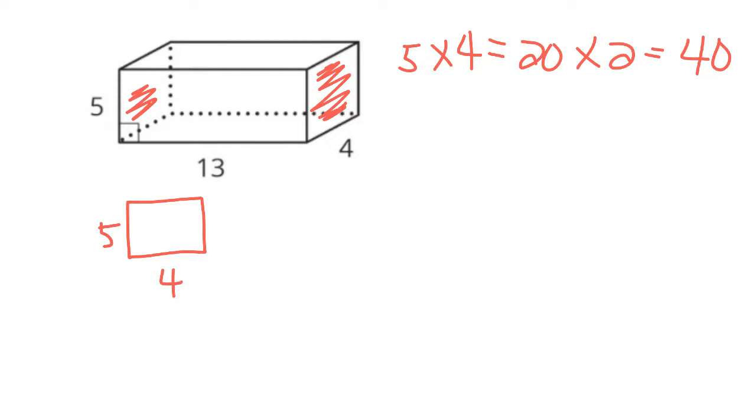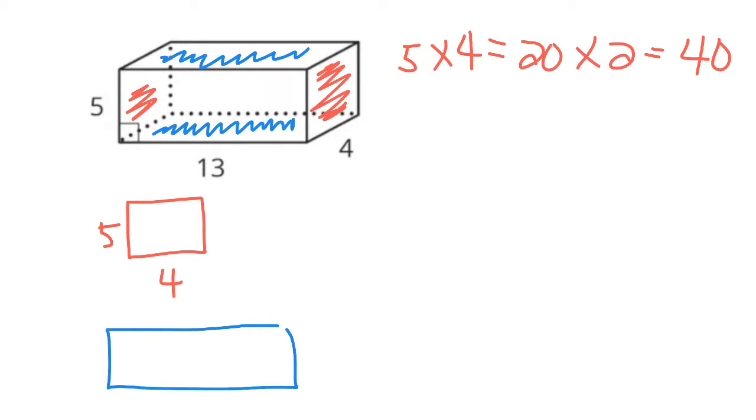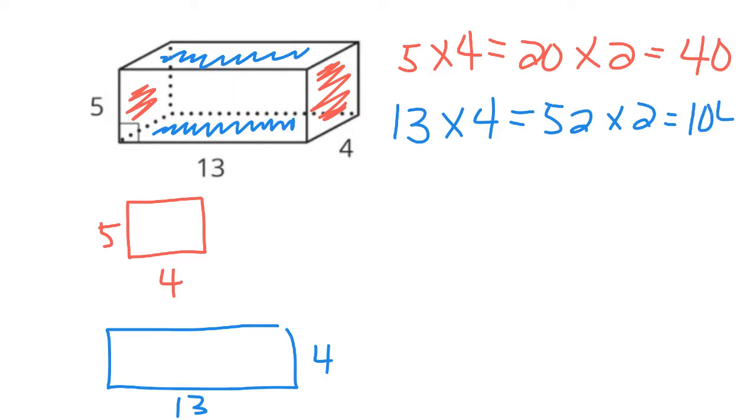And then we have a bottom down here and a top up here, and that is a rectangle which is 4 by 13. So we're going to do 13 times 4. That equals 52, and then times 2 is 104.